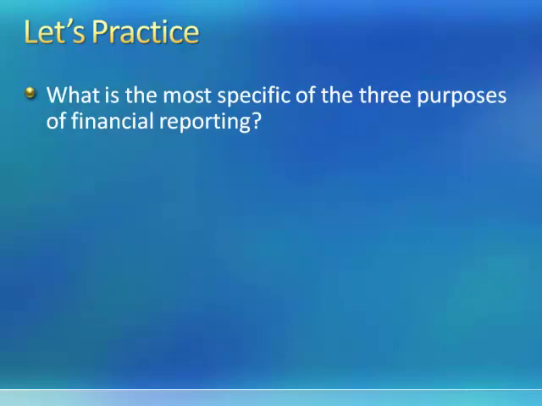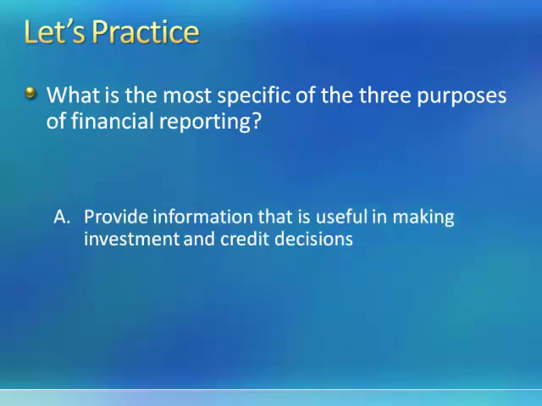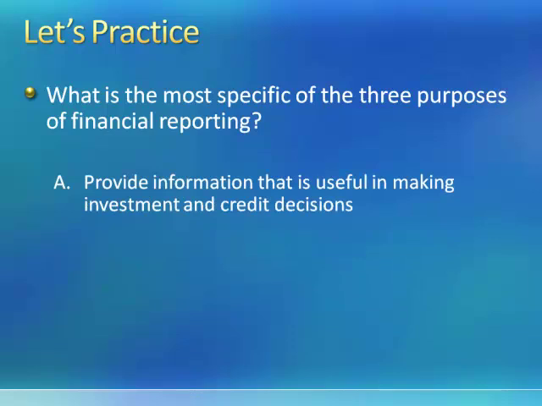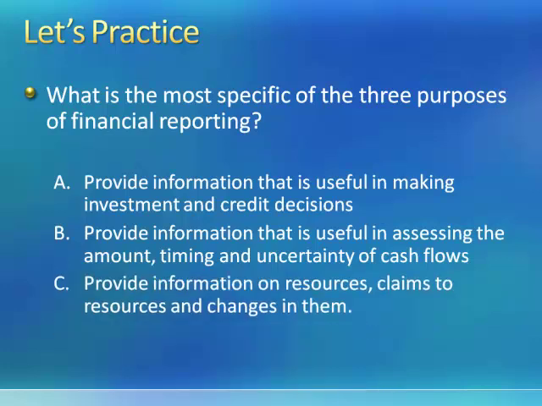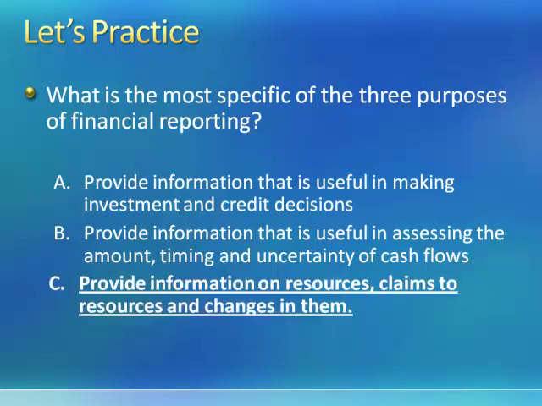Our next question. What is the most specific of the three purposes of financial reporting? Provide information that's useful in making investment and credit decisions. That's the most general. Provide information that is useful in assessing the amount, timing, and uncertainty of cash flows. That's less general. Provide information on resources, claims to resources, and changes in them. Answer C is our most specific objective of financial reporting.